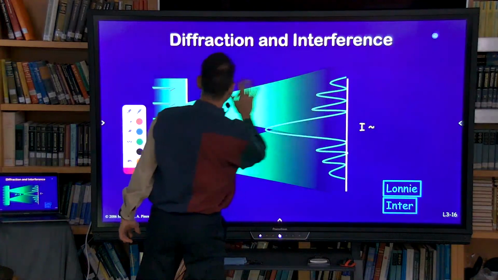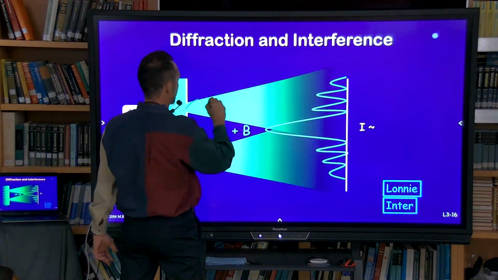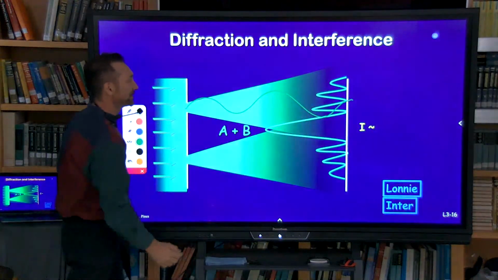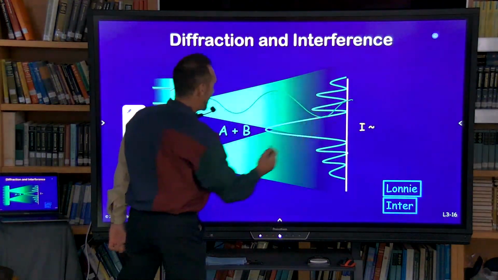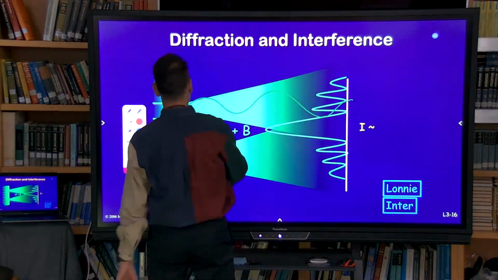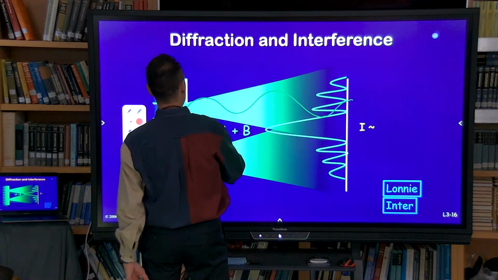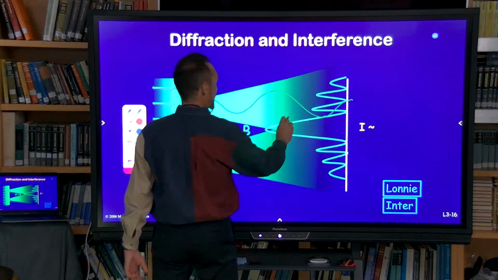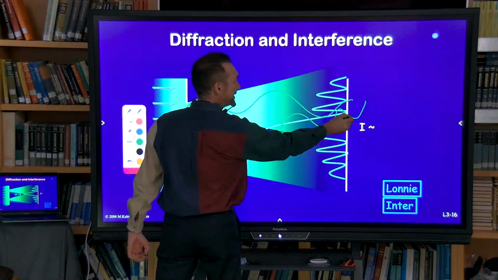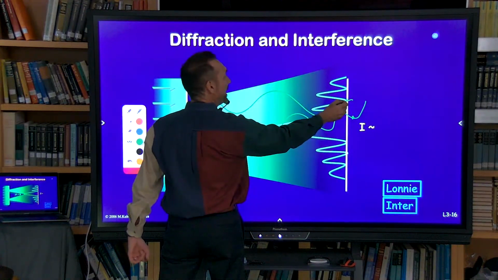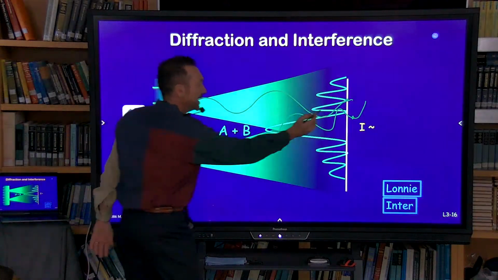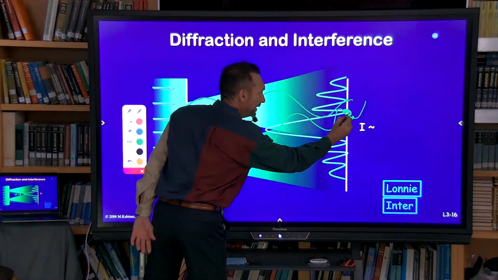When a wave from the upper slit hits this spot, coming from the lower slit, this path is longer. So when I get here, I'm at a down part of the wave on this one and an up part of the wave on that one. And those right here cancel out.